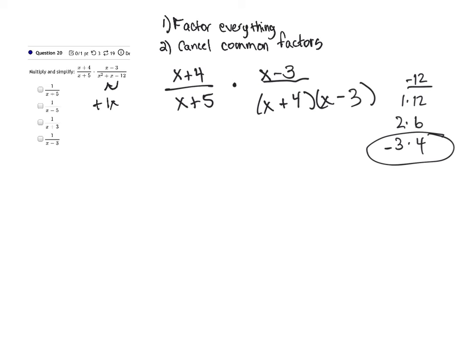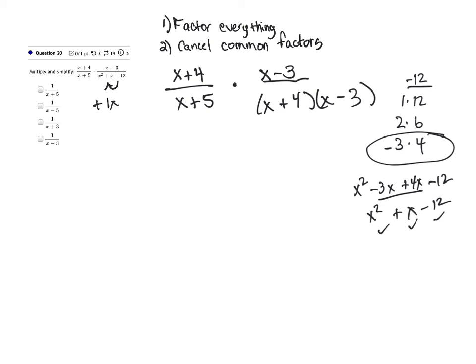And then I always like to double check, just out here on the side, and do a little FOIL. X times x is x squared, negative 3x, 4 times x is plus 4x, 4 times negative 3 is negative 12. It's real easy to make mistakes even when you know what you're doing. So double check yourself, and that checks.